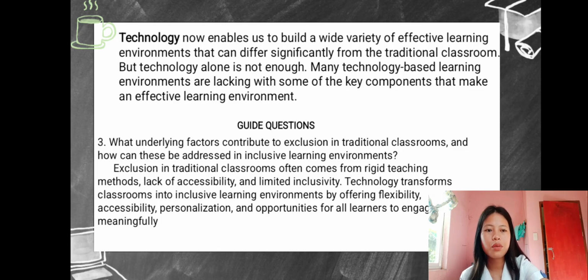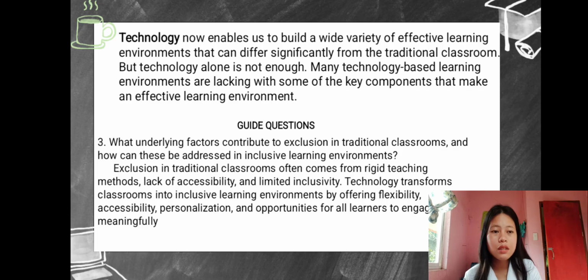So guide question number 3: what underlying factors contribute to exclusion in traditional classrooms, and how can this be addressed in inclusive learning environments? So exclusion in traditional classrooms often comes from rigid teaching methods, lack of accessibility, and limited inclusivity.